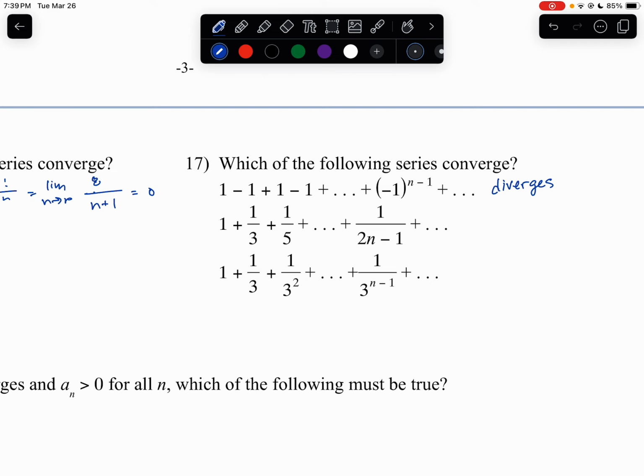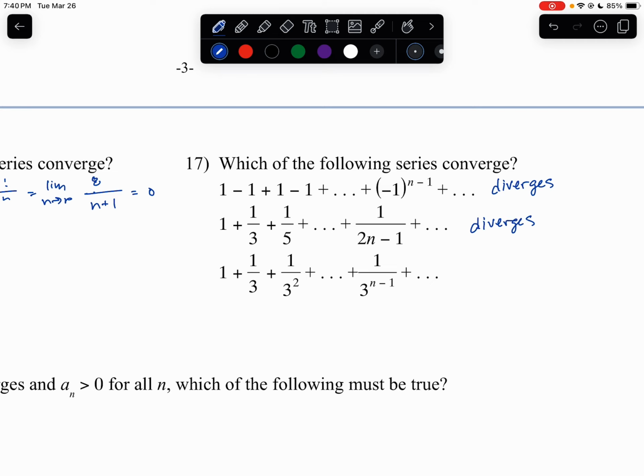For the next one, let's see. You have 1, 1/3, 1/5, 1 over 2n minus 1. If you think about it, just write it like a series. The series of 1 over 2n minus 1 is similar to the harmonic series, right? The harmonic series is similar to 1 over 2n. That's a harmonic series that diverges. So this one diverges too.